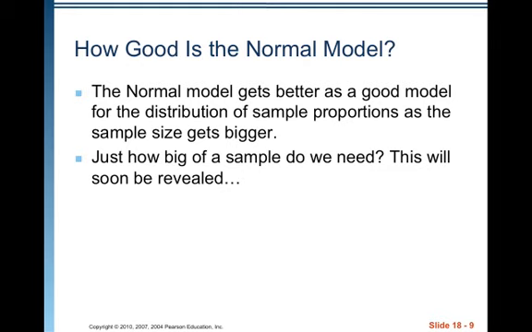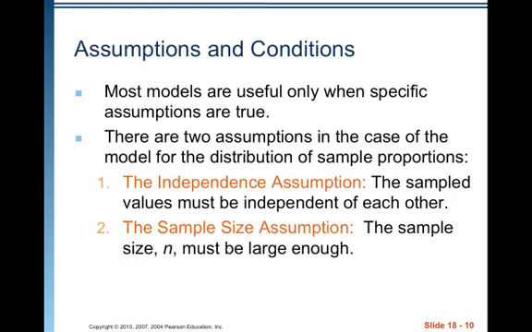So how good is the normal model? The normal model gets better as a good model for the distribution of sample proportions as the sample size gets bigger. Just how big of a sample do we need? This is going to be revealed in just a minute. There are some assumptions we have to make and conditions we have to check in order to make those assumptions. Most models, in fact, are useful only when specific assumptions are true. There are two assumptions in the case of the model for the distribution of sample proportions.